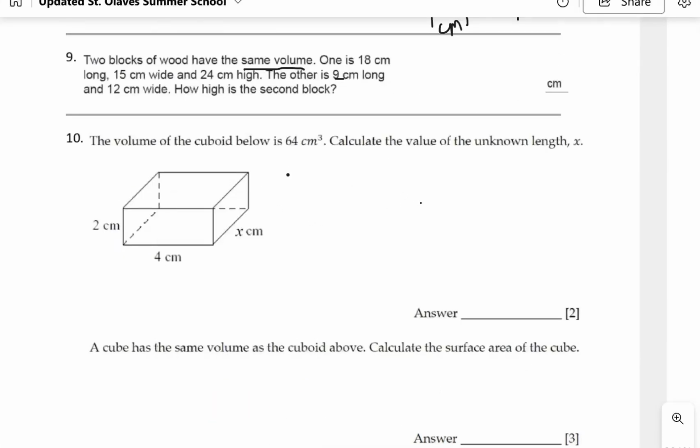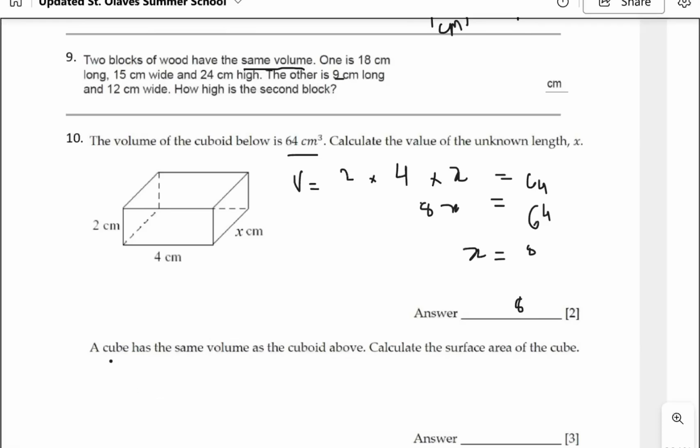So just for question number 10, the whole volume is equal to 2 times 4 times x, which is equal to 64 centimeters cubed, which we have written over here. That means 8x is equal to 64. Therefore, x is equal to 8. The missing length is 8. So this is talking about cubes. If you know your cubes well, then you will know that 4 squared is 64, and that's just a fact you end up knowing.